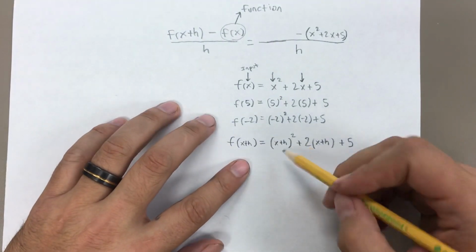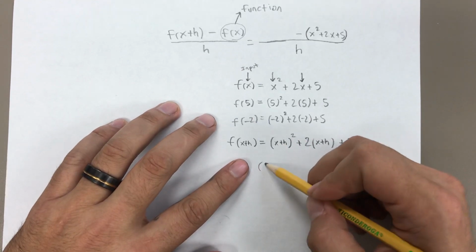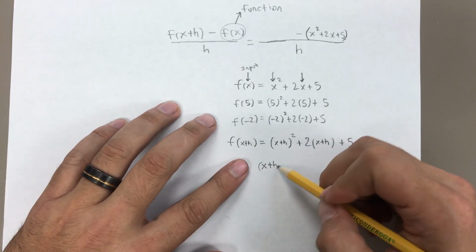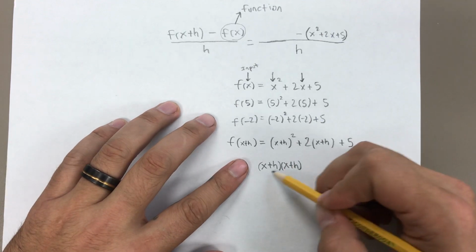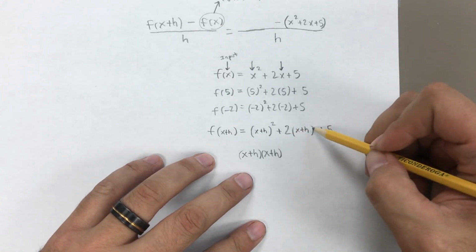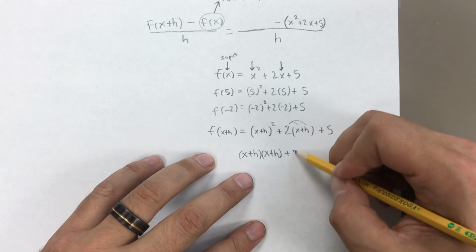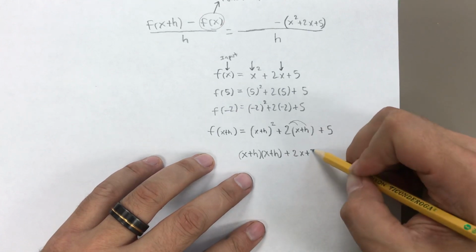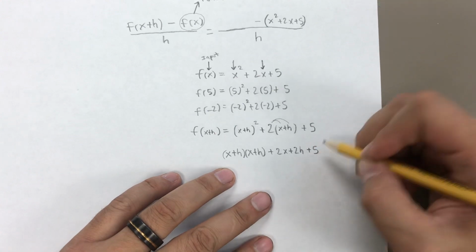So we just start evaluating this. x plus h squared. When we square something, it's the same as taking that number and multiplying it times itself. So it becomes x plus h times x plus h. And then we have a 2 times x plus h, so we can distribute that 2 in there. So we get plus 2x plus 2h, and then finally that plus 5 at the end.